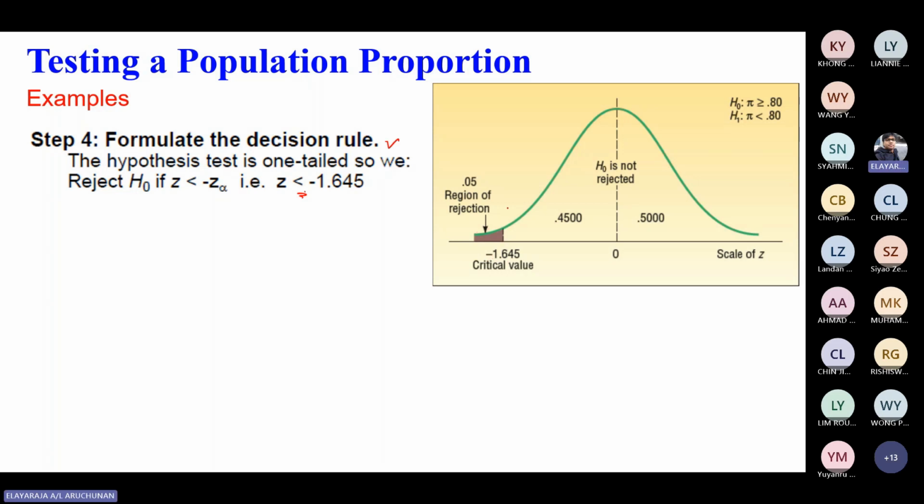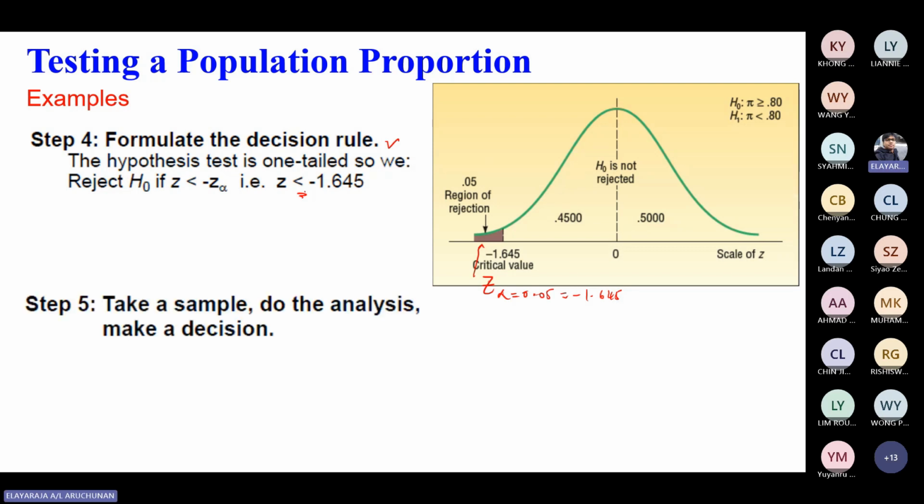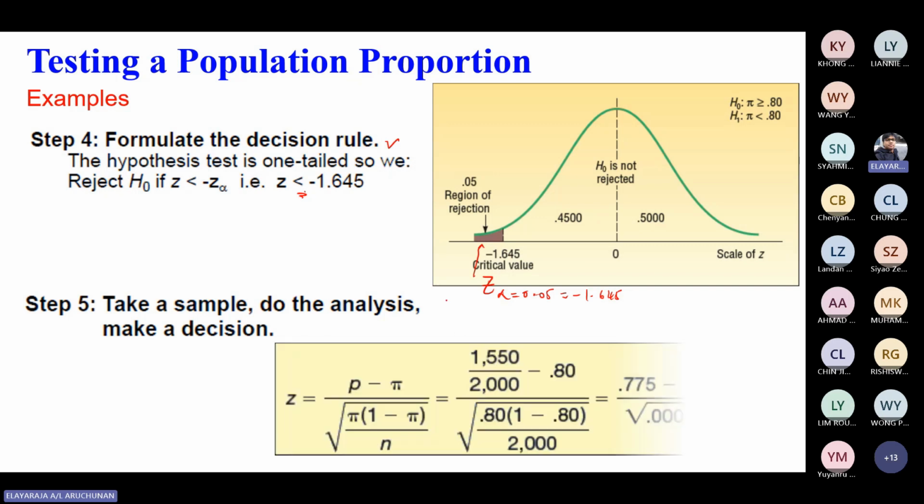So the critical value at 0.05 is z alpha, where alpha is 0.05. So we got minus 1.645. This region is the critical region. Now we do the testing. If the value is less than the critical value minus 1.645, then we reject. So now we calculate the z value, using the sample, do the analysis, and after that we make the decision.